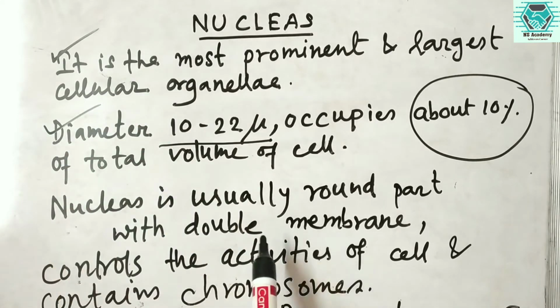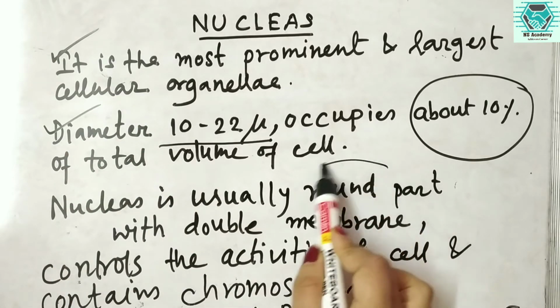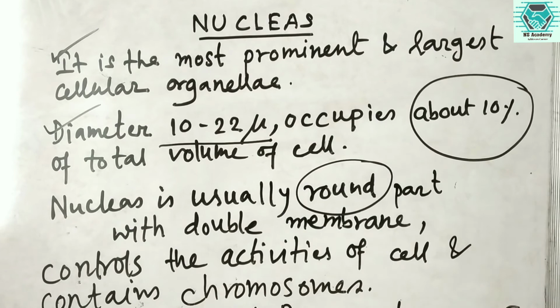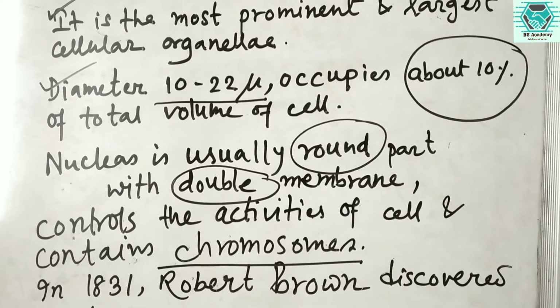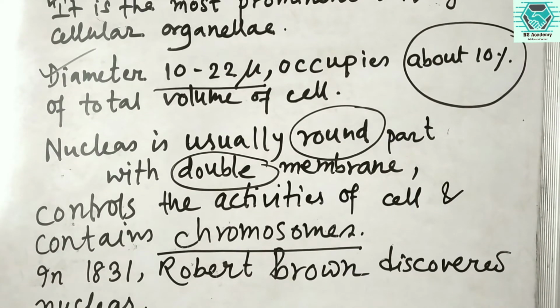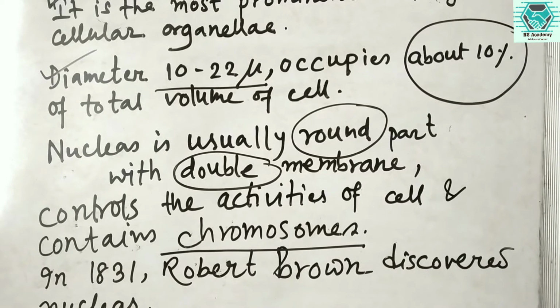Nucleus is usually round, in most cases it is round, having a double membrane, and it controls the activities of the cell. Nucleus contains the most important thing, which is called chromosome. In 1831, Robert Brown discovered nucleus.